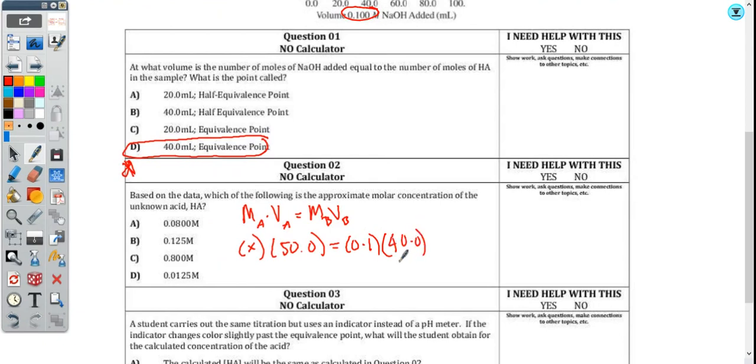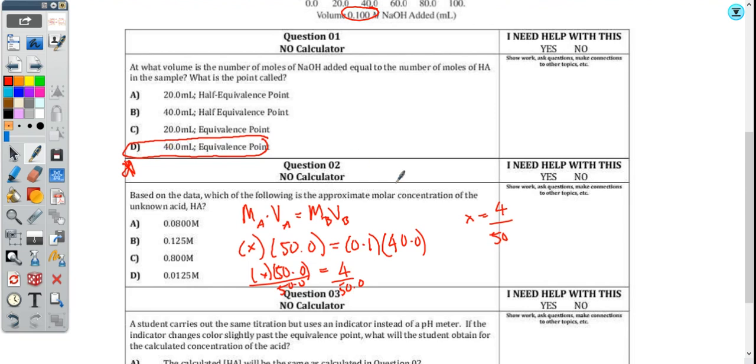And then we have to do some math, which is definitely tricky without a calculator. 50 times x is just x times 50. And over here, this is going to be 4, 40 times 0.1, or what's a tenth of 40. And then I have to divide each side by 50. Oof, so I'm in a situation that is really difficult for me, 4 divided by 50. Some of you may not struggle with this, and you can clearly tell what the correct answer is.